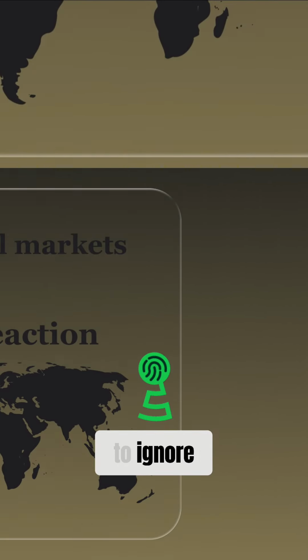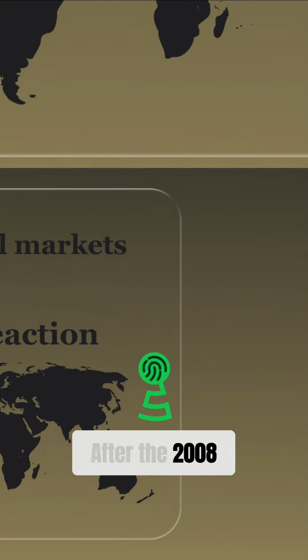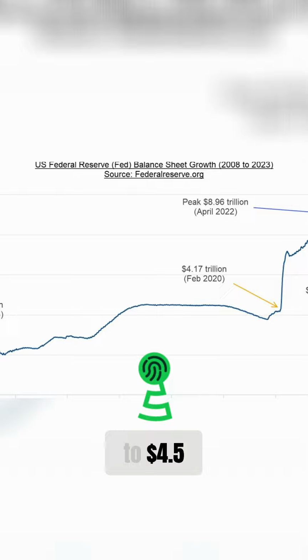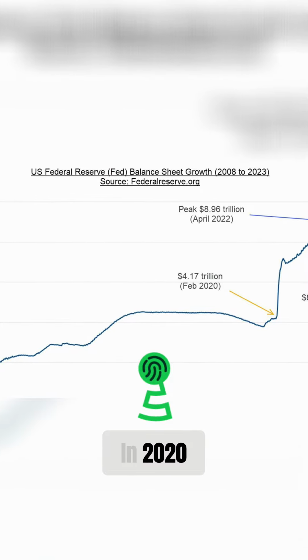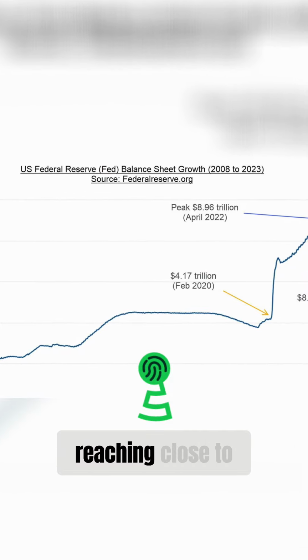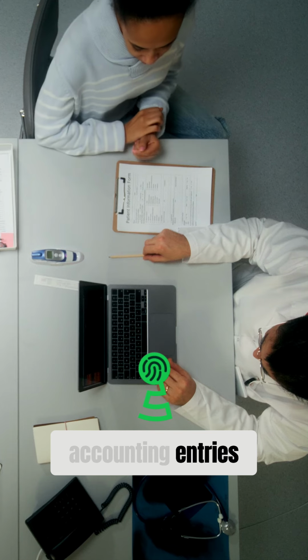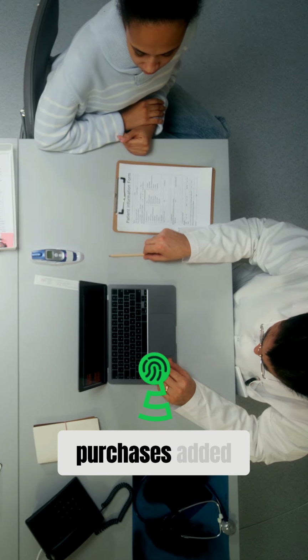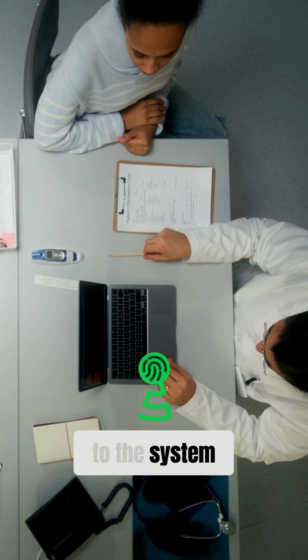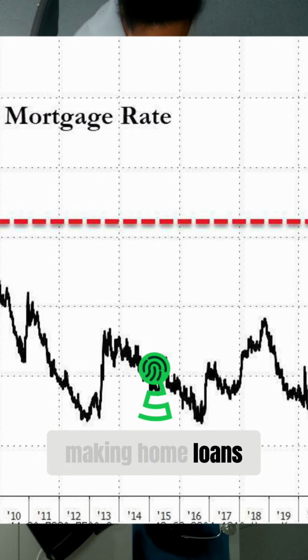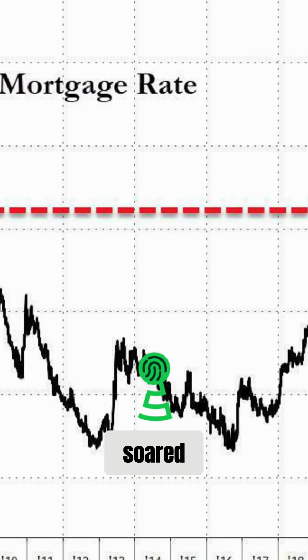The scale is hard to ignore. After the 2008 crisis, the Fed's balance sheet expanded from $900 billion to $4.5 trillion. In 2020, it nearly doubled again, reaching close to $9 trillion. These weren't just accounting entries. Each round of asset purchases added new money to the system, fueling asset price increases and keeping yields near historic lows. Mortgage rates tumbled, making home loans cheaper, but home prices soared.